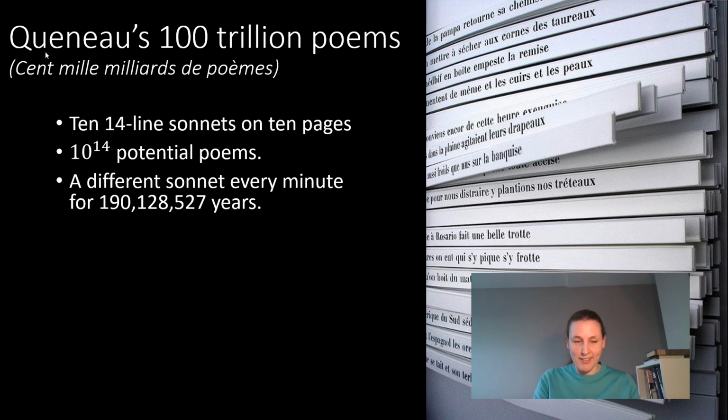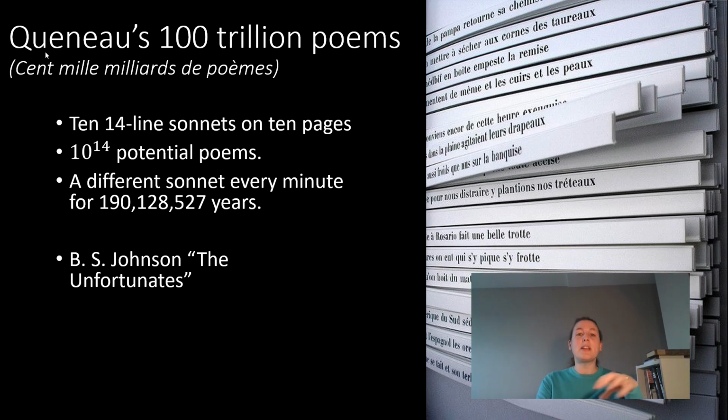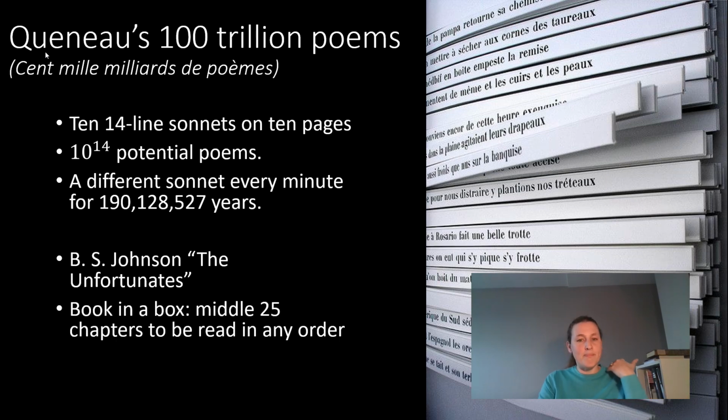But that's nothing. That's nothing, Raymond Queneau, compared to B.S. Johnson's book, The Unfortunates, because this was a book in a box. There are 27 chapters. There is a first chapter and there is a last chapter, but the middle 25 chapters you can read in any order. So that means there's 25 choices for chapter 2, 24 of the next one, times 23, times 22, and so on. Mathematically, we'd call that 25 factorial choices of ways you can read that book.